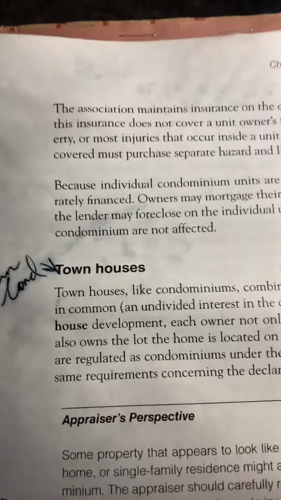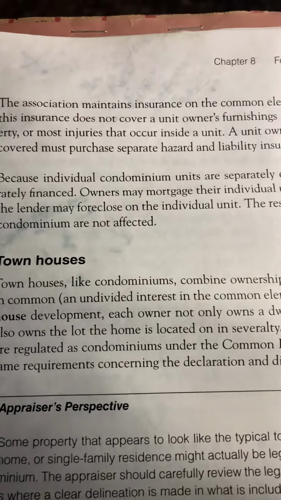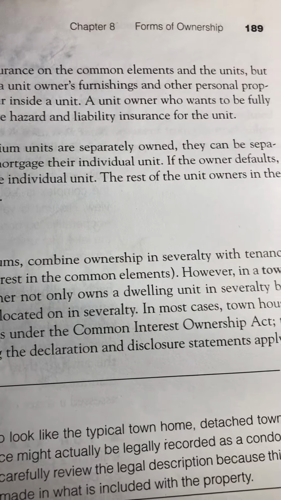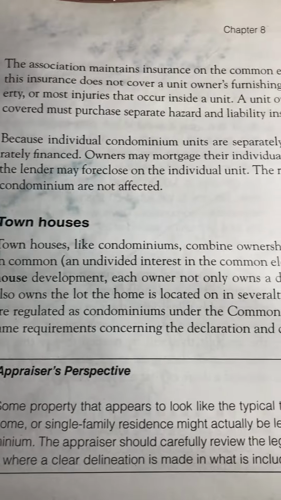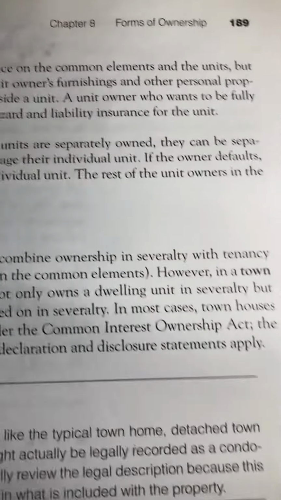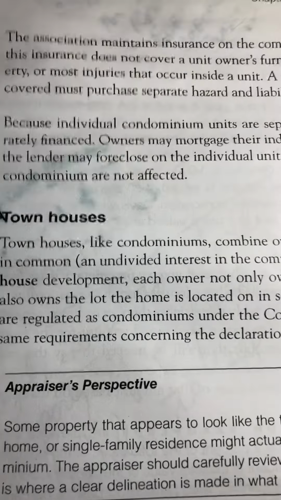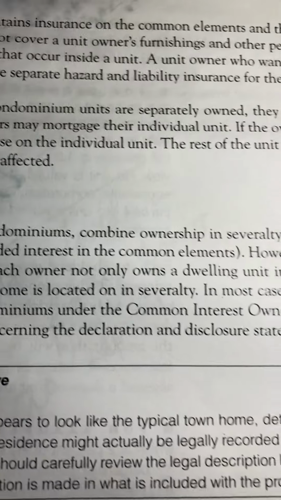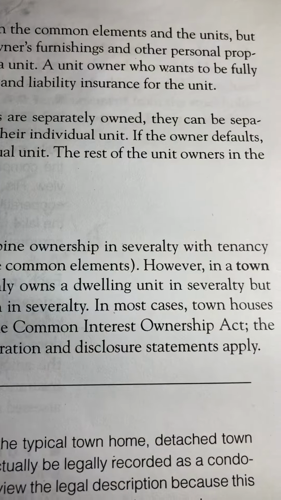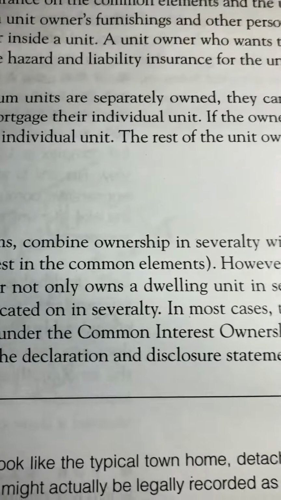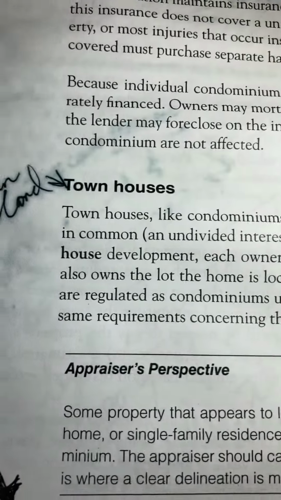Page 189. The association maintains insurance on the common elements and the units, but this insurance does not cover a unit owner's furnishings and other personal property or most injuries that occur inside a unit. A unit owner who wants to be fully covered must purchase separate hazard and liability insurance for the unit.